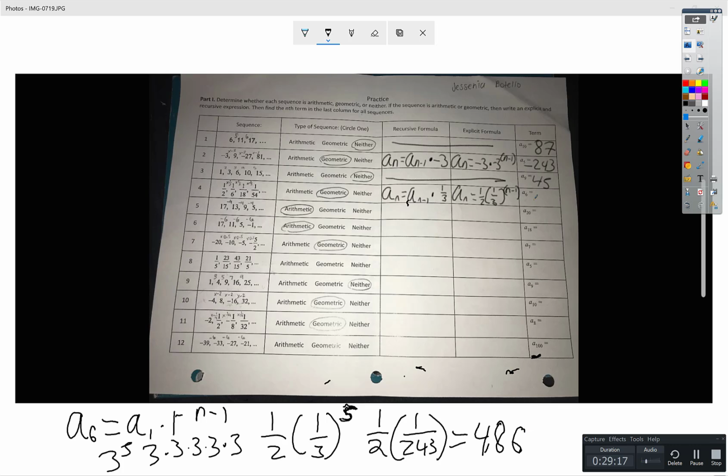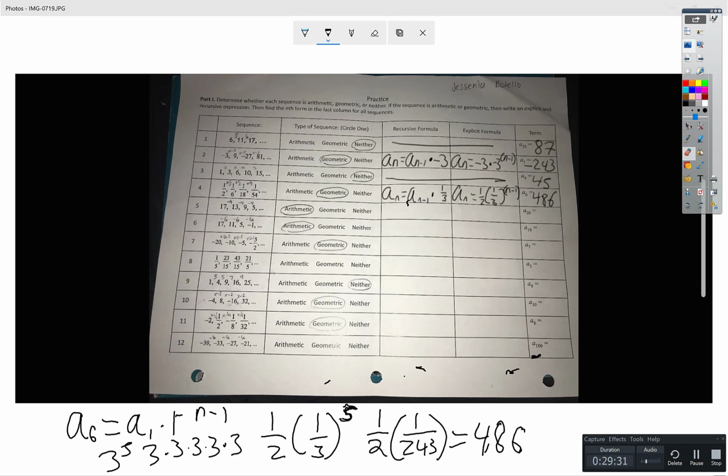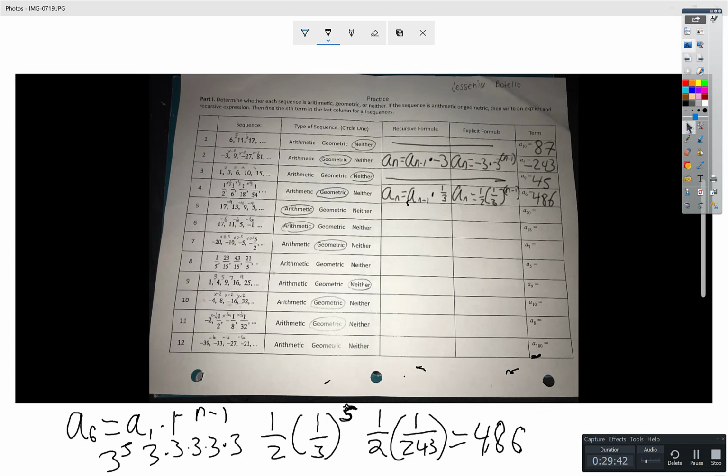486. Let me switch back to this. 486. Once again, just using those formulas. Okay. Arithmetic. You subtract by 4 each time. So this is our first arithmetic example. All we're saying is that each term is equal to the previous term. And what's a common difference? Minus 4. Good. So each term is equal to the previous term minus 4.